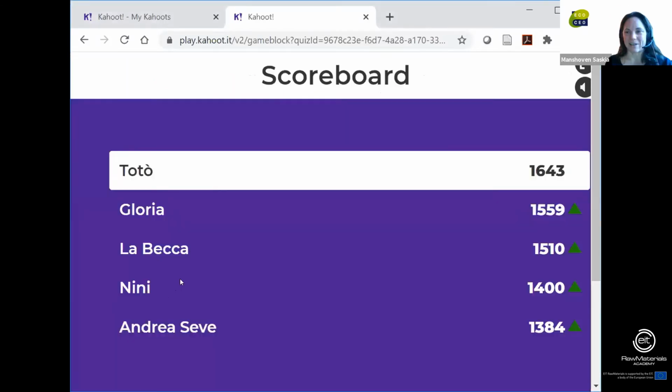Let's see how this does to the ranking. Oh, Toto is still first. Great, but now Gloria has come in second and Labecca has come in third. Okay, let's see where that takes us. I let Anse take you to the next part.